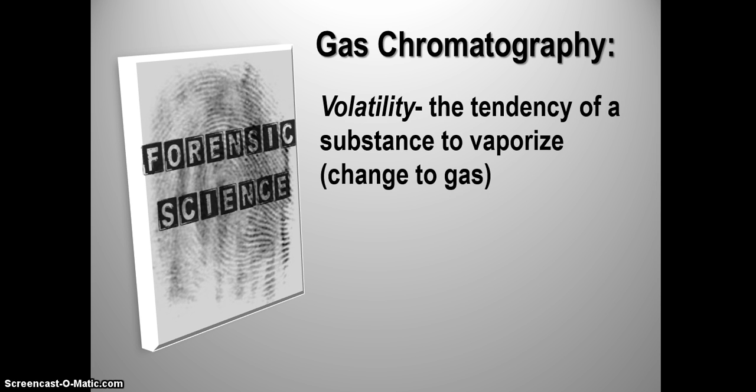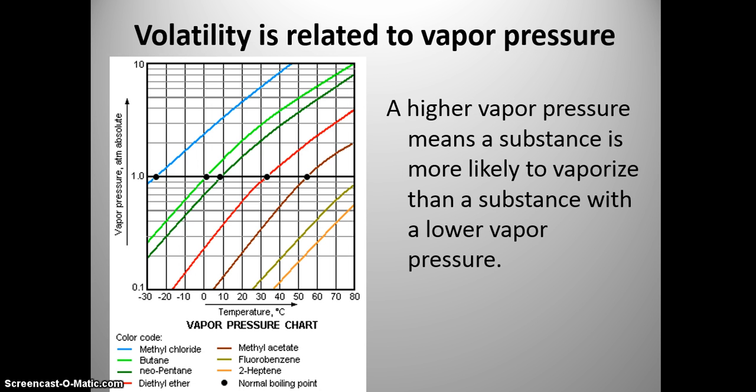A gas chromatogram will tell you what is in a sample. The term volatility just means the tendency of a substance to vaporize. In other words, the tendency to change to gas. And we know that different substances change to gas a lot more easily than others. If you put a spot of water and a spot of alcohol on the table, the alcohol will evaporate much quicker because it has a higher volatility.